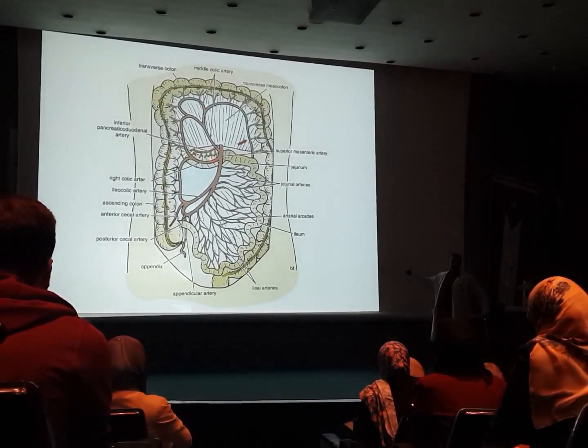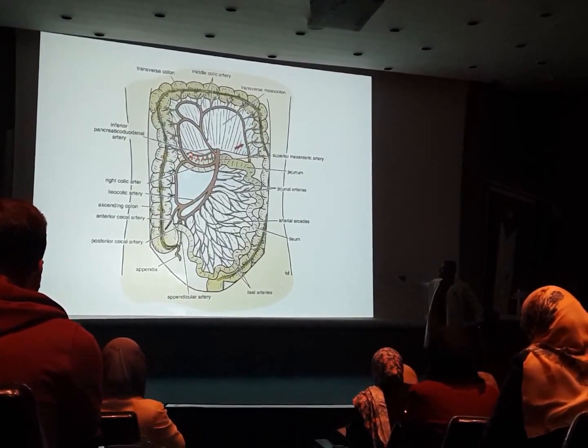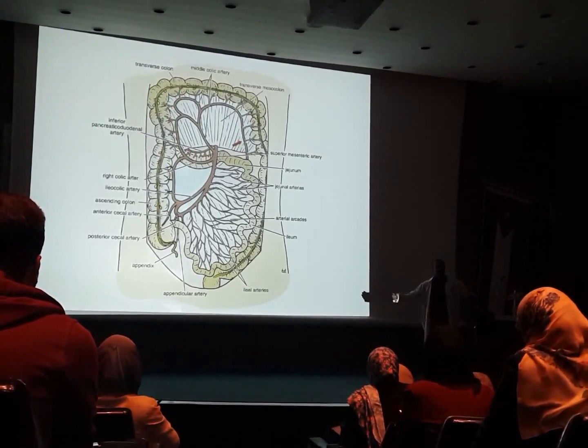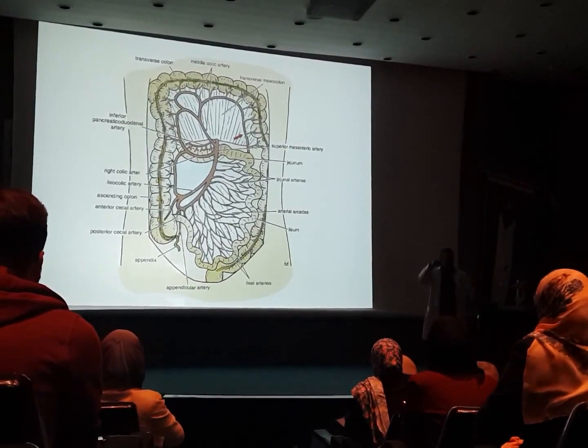Just before it rises anterior to the duodenum, it will give it. This one will go up and merge or anastomose with another artery.